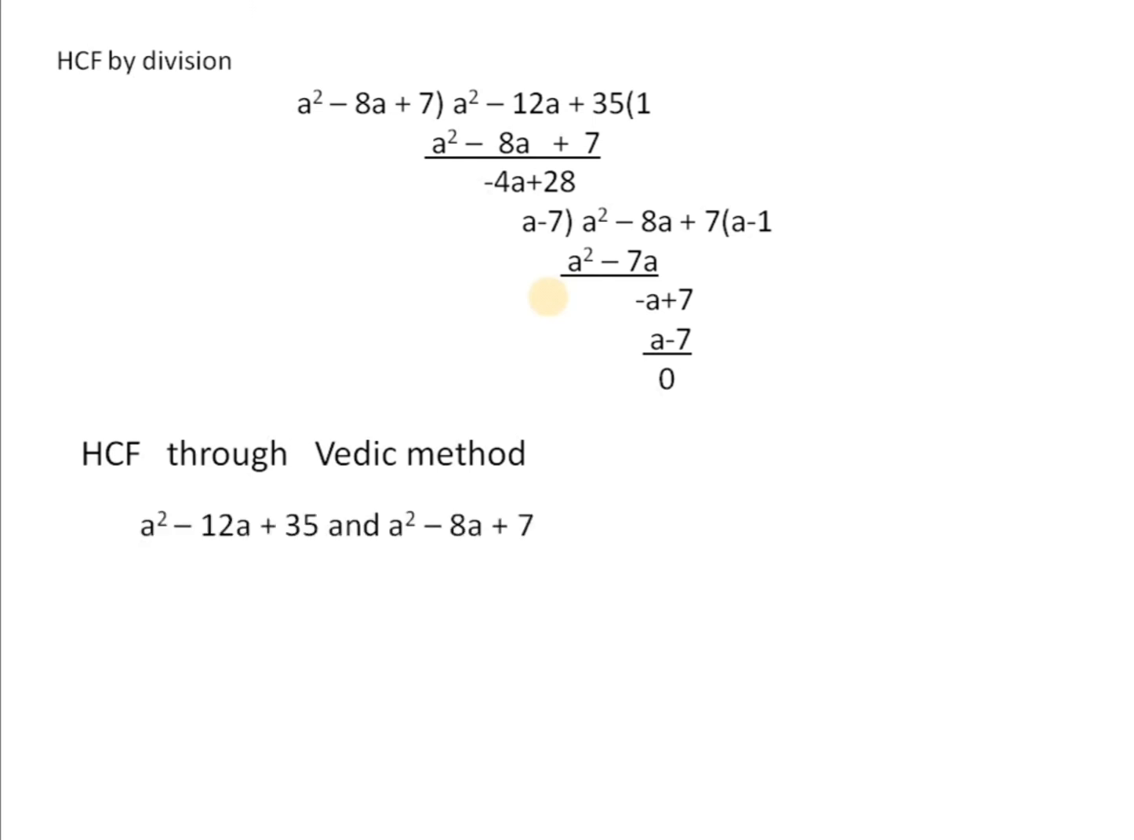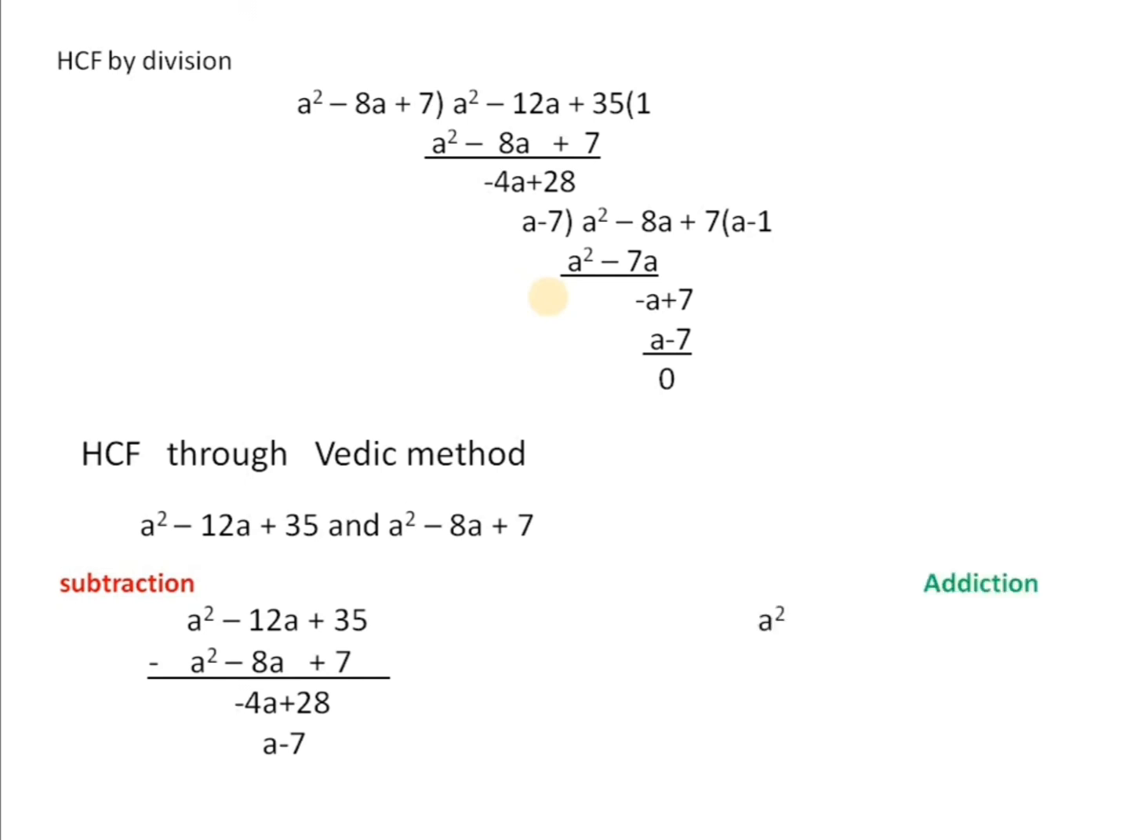Here in the Vedic method, what we do is we simply subtract or add. We don't do any other operations and simply we get the highest common factor. So we are going to subtract one equation from another and we got minus 4a plus 28. If you take common terms out, you get a minus 7 as a factor. Now let us try to do addition.